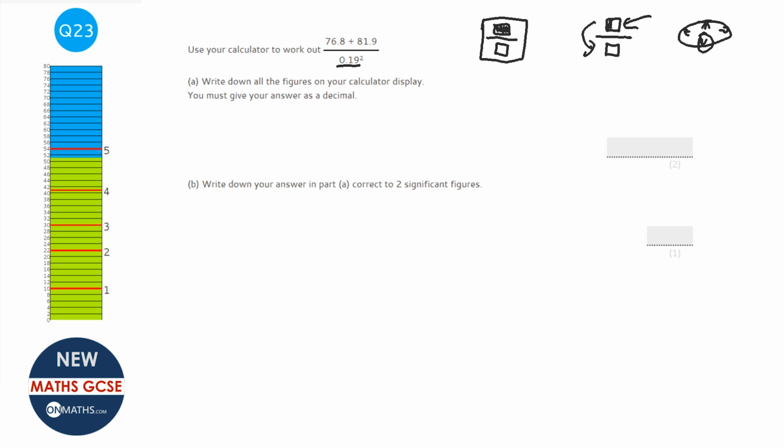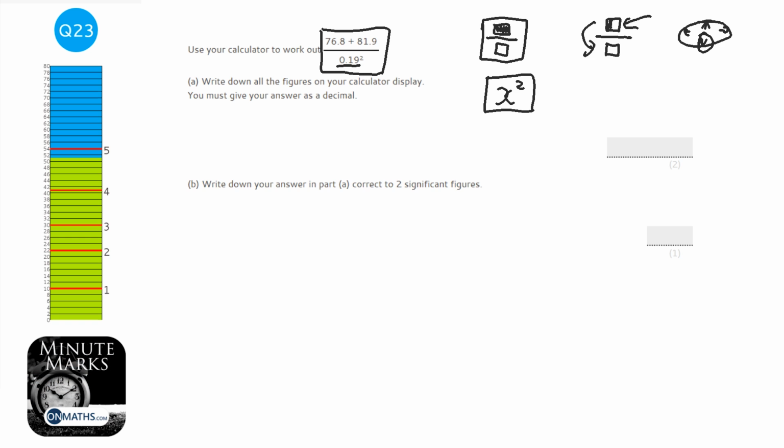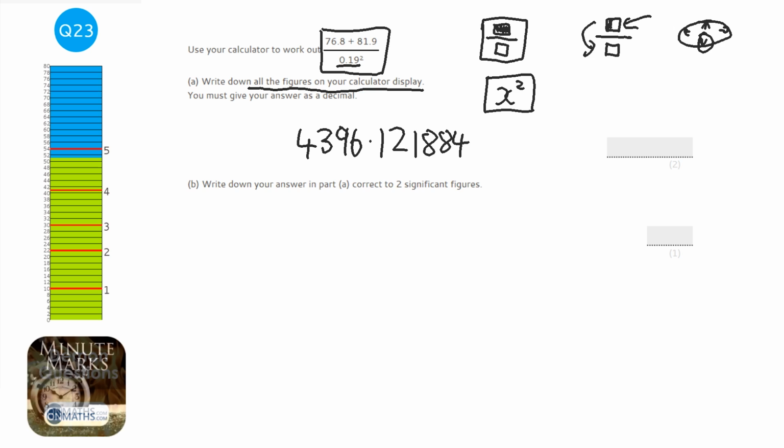and then to get the squared button, it's on like that. So you just press that, and it looks exactly as it does in the question on the screen, so you know you've got it right. So you press the equals, and my one comes up with 4396.121884. Now it might be tempting to try and round that, but it says it wants all the figures, so just put them all in.